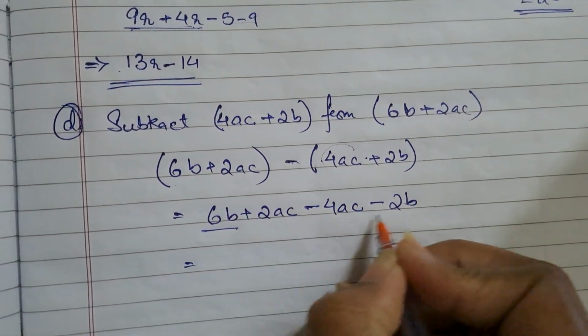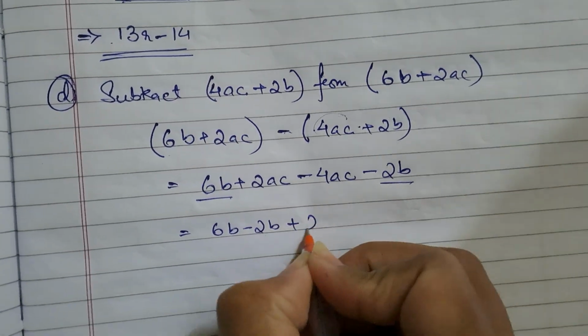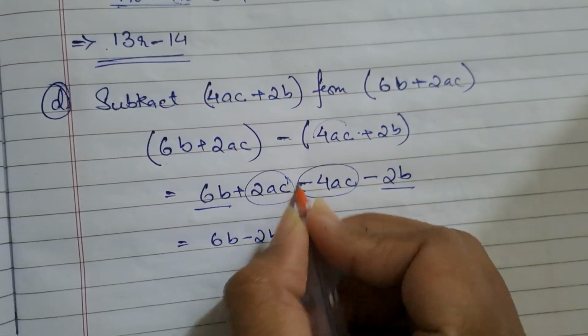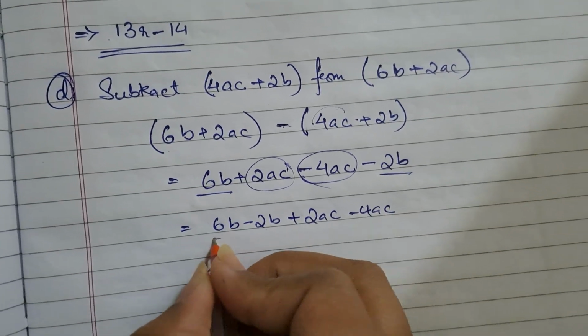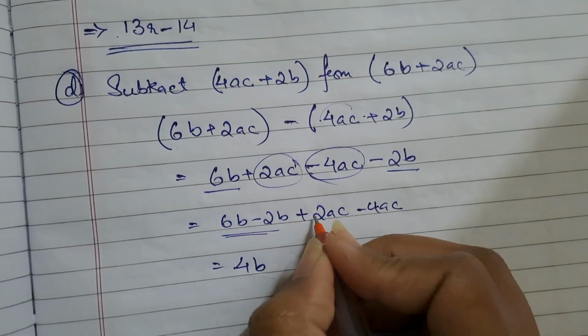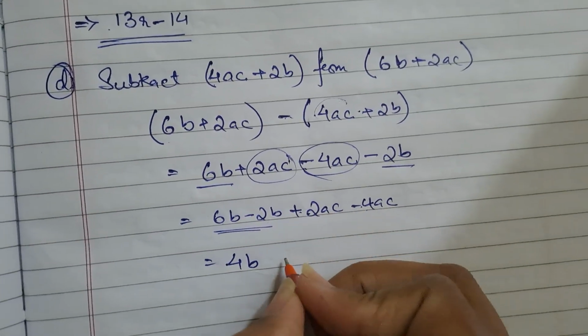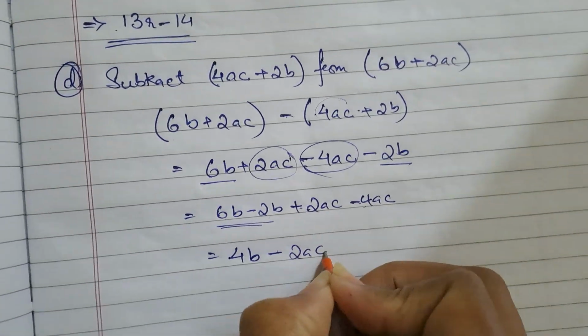Now like terms I'm going to pick out: 6b minus 2b and then plus 2ac minus 4ac. Then what's going to happen? These two will subtract, 4b it will become, bigger number sign. These two will subtract because different signs. Bigger number sign is minus, so minus will come, and then 2ac will be the answer for this one.